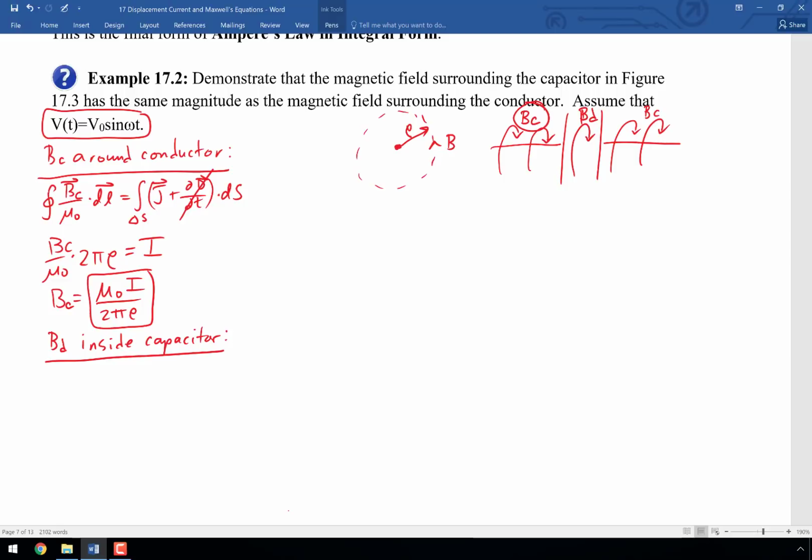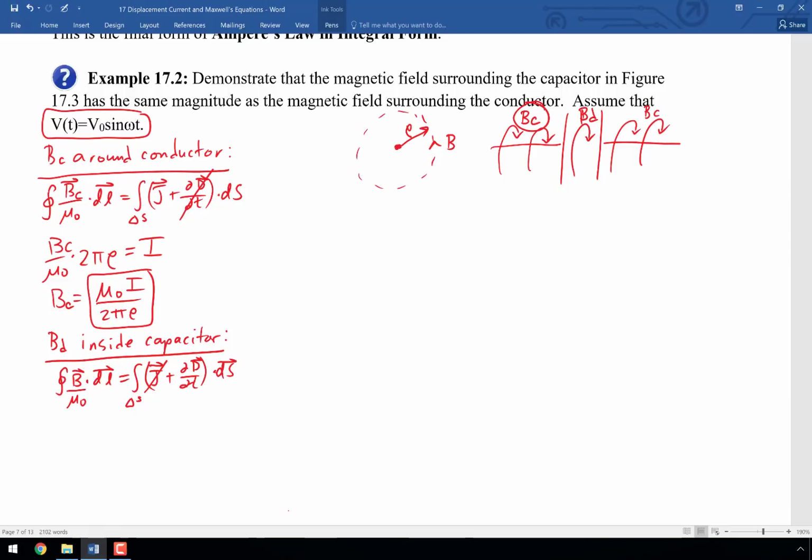B sub D inside the capacitor. I'm still going to start with the same Ampere's law. The integral of B dot dl is equal to the surface integral of j plus the partial of D with respect to t, dotted with dS. And now since we're in an insulator, there are no conductors here, so j is going to be equal to 0. And so we have, I forgot that's a B over mu sub 0.